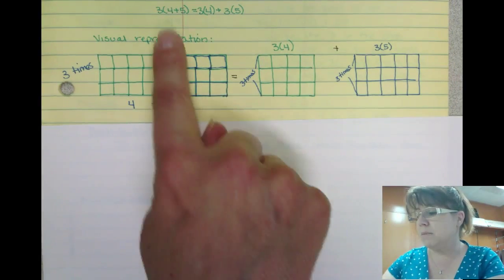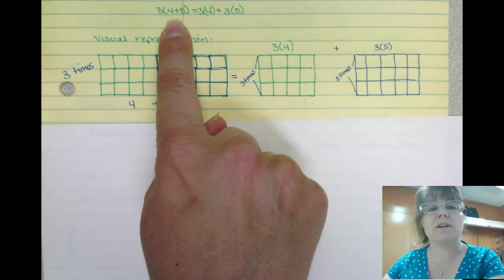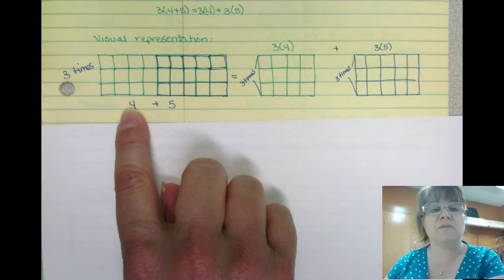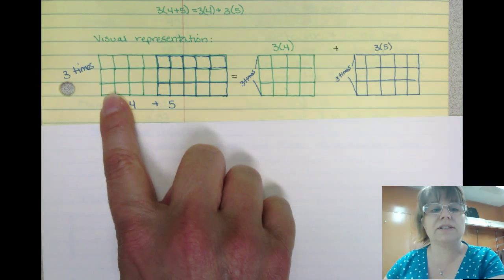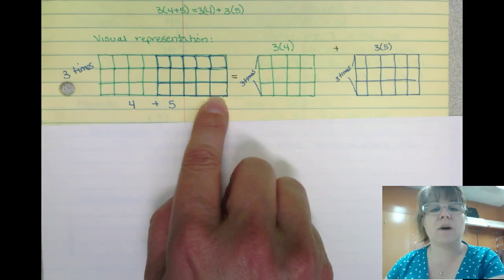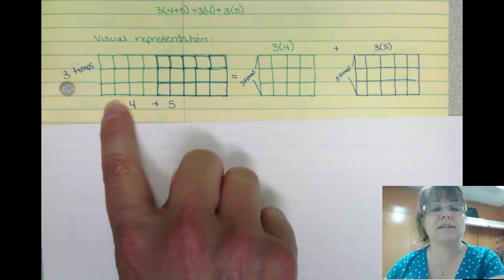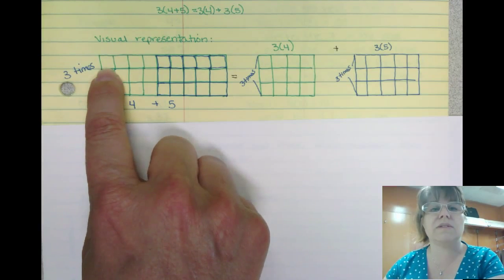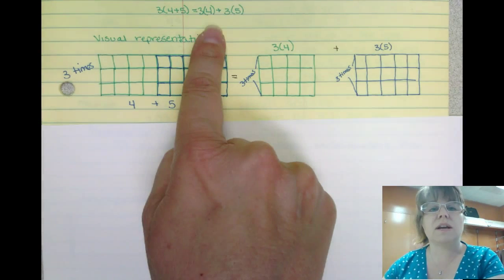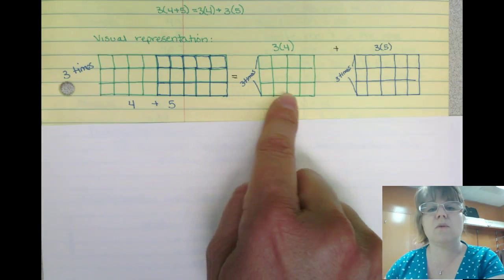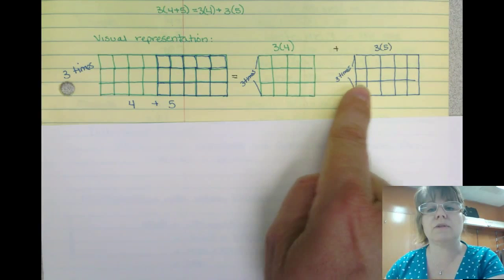We're going to take this problem of 3 times the quantity 4 plus 5. That's what this first set of boxes represent. So here's a set of 4 boxes and a set of 5 boxes, so a total of 9 boxes, and we have 3 times of those. So I'm going to do 3 rows of it. The 3 times 4 plus 3 times 5 is represented as 3 rows of 4 plus 3 rows of 5.